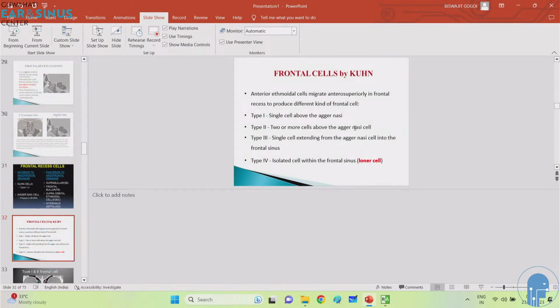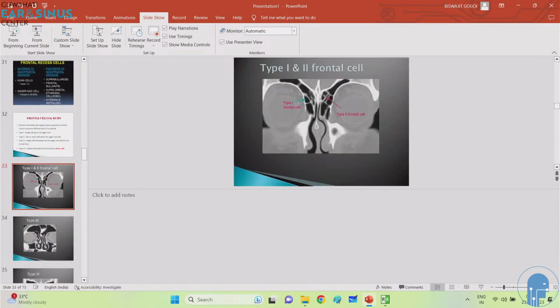What is a Kuhn cell? There are 4 types of Kuhn cells. Type 1 is a single cell above the agar nasal. Type 2 is 2 or more cells above the agar nasal cell. Type 3 is a single cell extending from the agar nasal into the frontal sinus. And type 4 is an isolated cell.